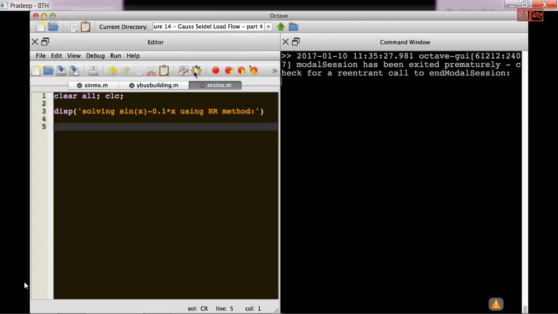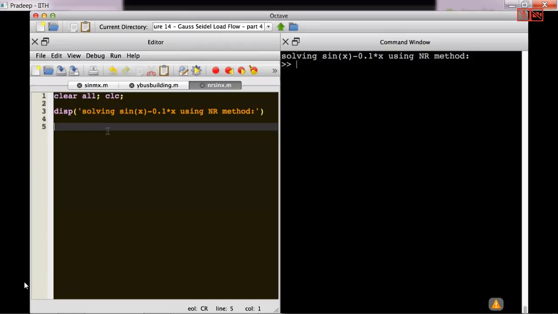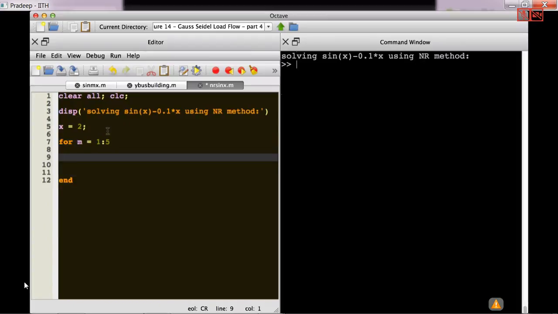So now what is the first step? I just write down the initial solution. So my initial guess, let's say it is 2. So then what are the steps? For m, running a simple for loop for 5 times. 5 times I am successively solving this.